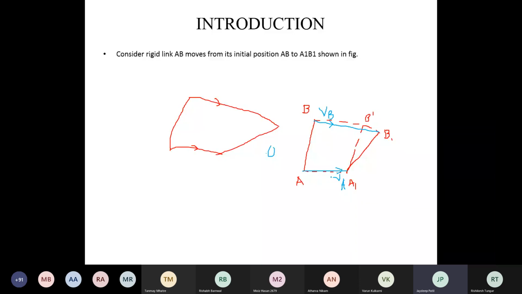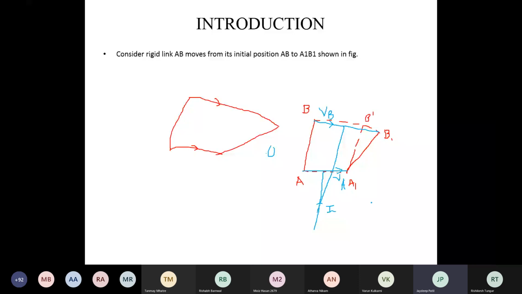For that you have to draw perpendicular bisectors to BB1 and AA1. Suppose I draw the perpendicular bisector to AA1, you will get this line. And the perpendicular bisector to BB1, you will get this line. Where these two lines intersect, this center is known as the instantaneous center of rotation of the link AB. AA1 is the velocity of A, and BB1 is the velocity of B. You draw the perpendicular bisectors to AA1 and BB1, and where they intersect, you will get the ICR of the link AB.